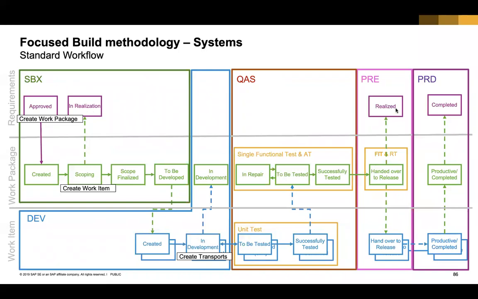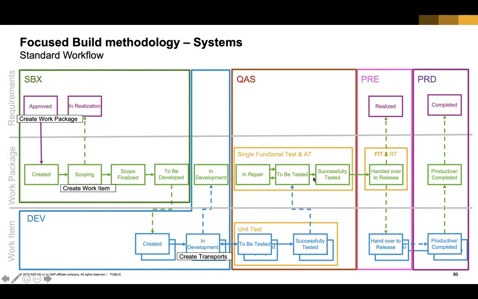From a system perspective, unit testing happens in the dev unit test client or the QAS client, depending upon how you set up ChaRM. QAS testing is mainly the functional testing, where you could do your integration testing, acceptance testing, and so on and so forth. And the release level testing happens in the pre-production environment.